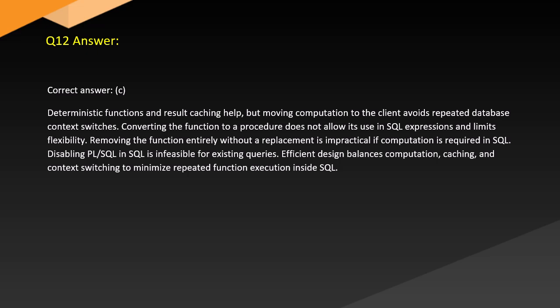Answer. Correct answer: C. Deterministic functions and result caching help, but moving computation to the client avoids repeated database context switches. Converting the function to a procedure does not allow its use in SQL expressions and limits flexibility. Removing the function entirely without a replacement is impractical if computation is required in SQL. Disabling SQL function execution is infeasible for existing queries. Efficient design balances computation, caching, and context switching to minimize repeated function execution in SQL.